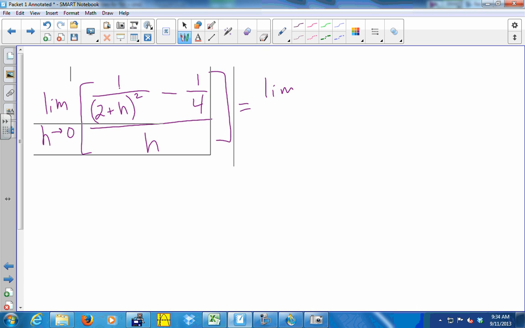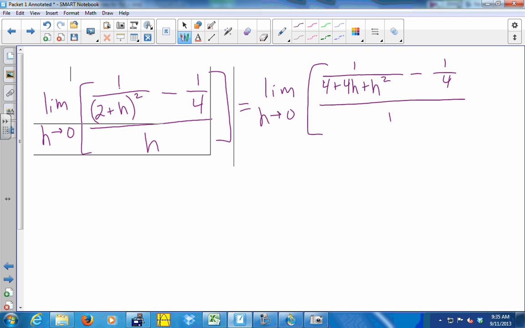So again, I write down the limit as h goes to 0. And now I'm just going to simplify. 1 over 2 plus h squared. I'm just going to square my 2 plus h. This is 1 over, when you square 2 plus h, that's 2 plus h times 2 plus h. You've got to FOIL it out. It's very tempting, and easy to forget when you're in the midst of a really big calculation. It's really easy to write 4 plus h squared when you know very well that that is not true. So this is 4 plus 4h plus h squared minus 1/4 all over h.